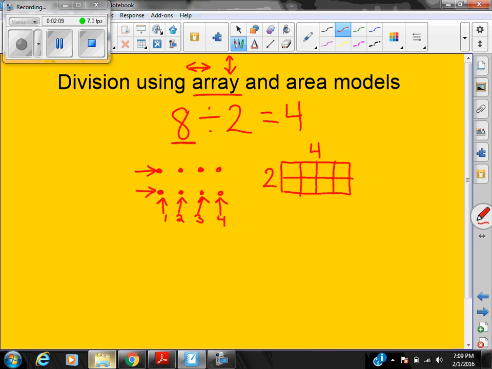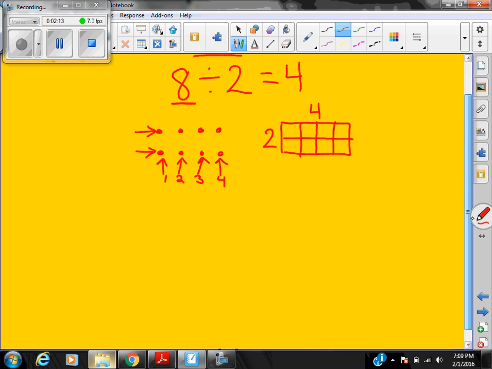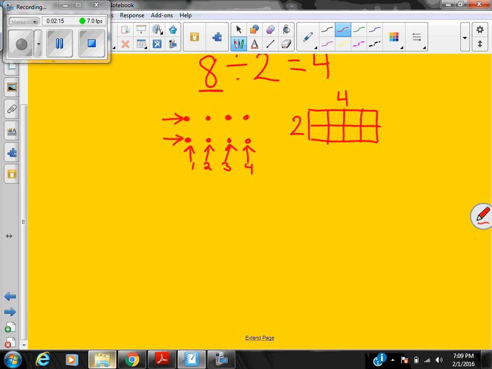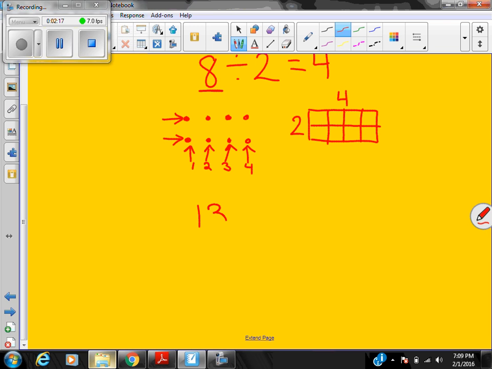Sometimes you can even use this to talk about things that don't come out quite equally when you have your remainder. And so let's try 13 divided by 4. And we're going to use the array and area model. So if I have 13 of something, that's my dividend, and then my 4 would be my divisor.